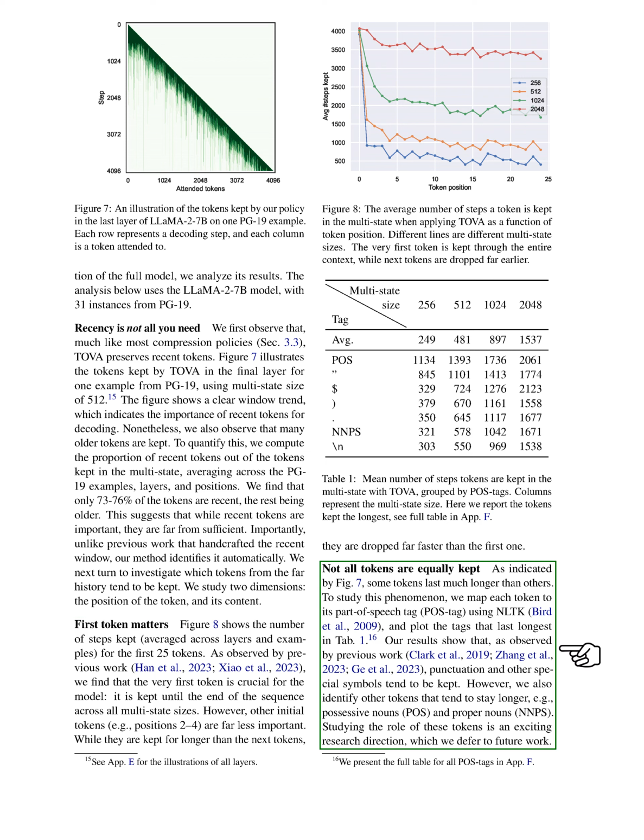Some tokens, such as punctuation, special symbols, possessive nouns, and proper nouns, tend to be kept longer. Studying the role of these tokens is an exciting research direction for the future.